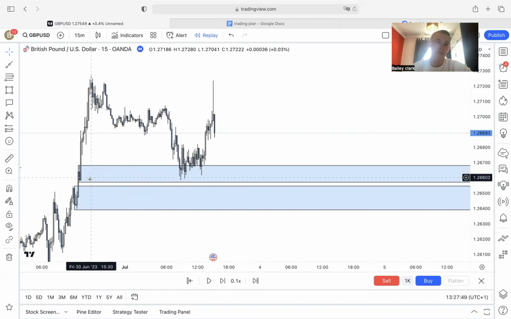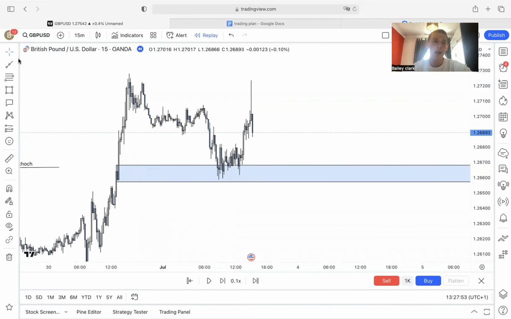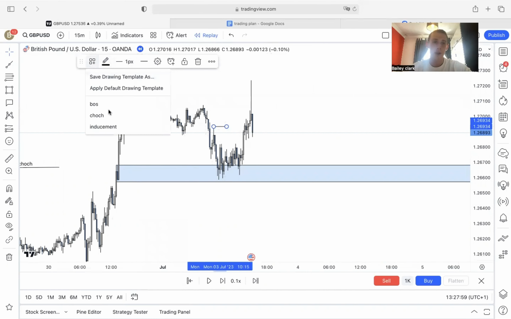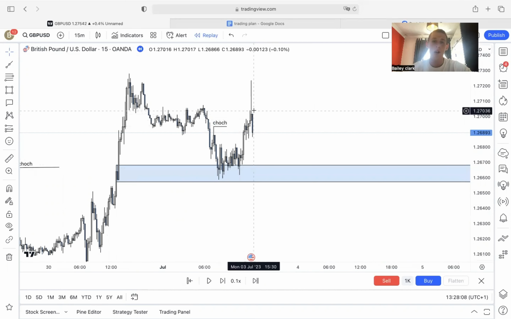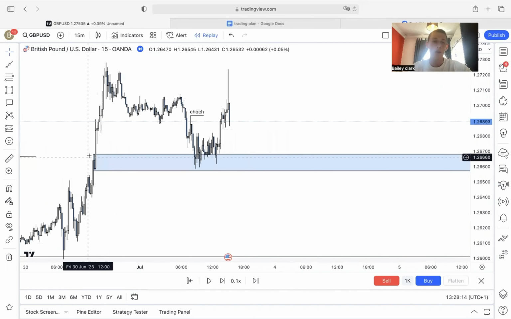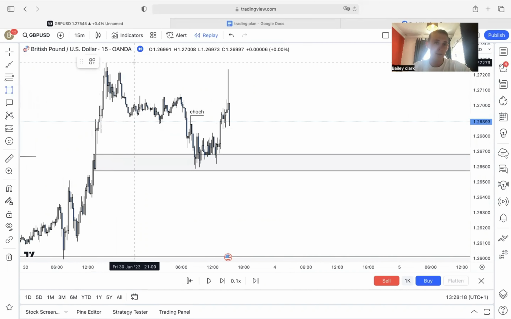There we go. So we delete this one. This area here has had a nice reaction, and notice how we've had this further change of character within this internal trend. So price printed a lower low, a lower high, a lower low, a lower high, a lower low. Price has now printed a higher high, breaking out of this structure, confirming that this little pullback is over.